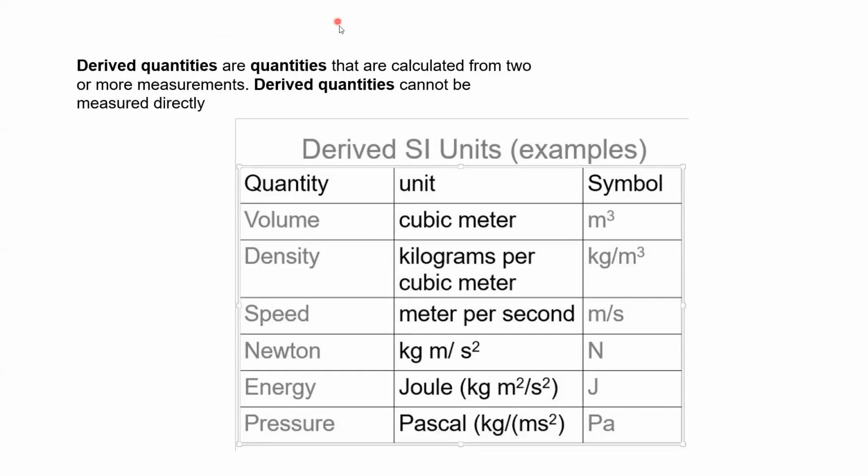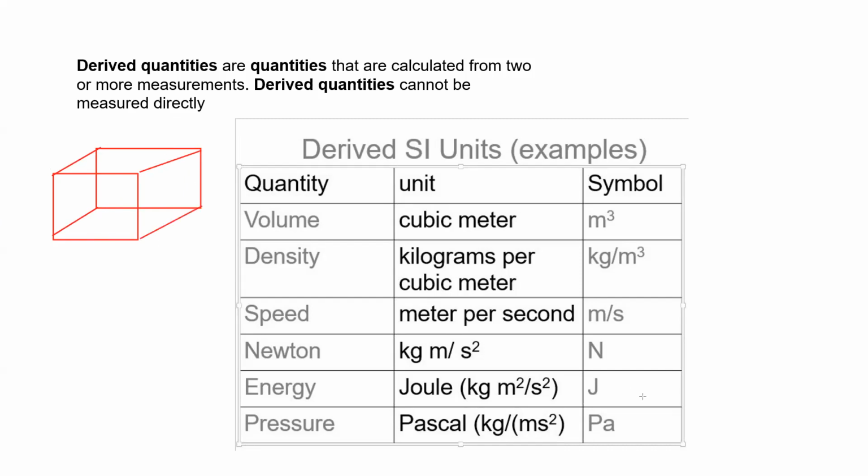Directly we don't get these quantities, we have to carry out 2 or 3 different measurements to get the quantity. Example, volume. If I want to measure a volume, for example, if we have a cube, directly I cannot measure the volume.